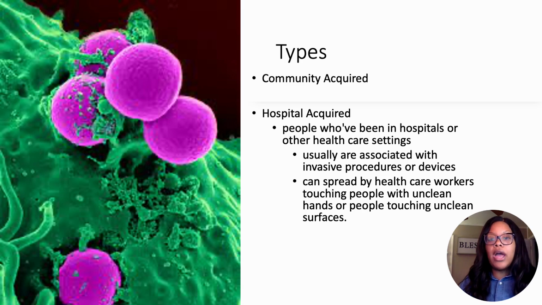We have community acquired, and that is basically what's acquired in the community, right? And then we have hospital acquired, meaning you got that while you were hospitalized. So whether you're in a nursing home or the hospital, you got this while you were hospitalized, and it could be through invasive procedures like surgery, or through blood pressure cuffs if they're not being cleaned in between use, or you touching a surface in your room, or it could be spread by the healthcare providers as well.